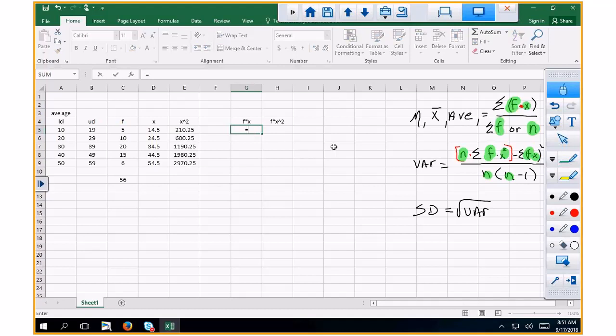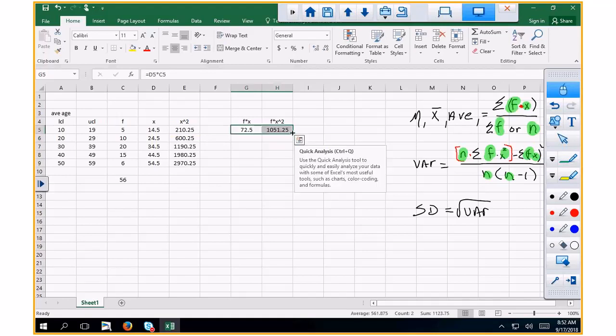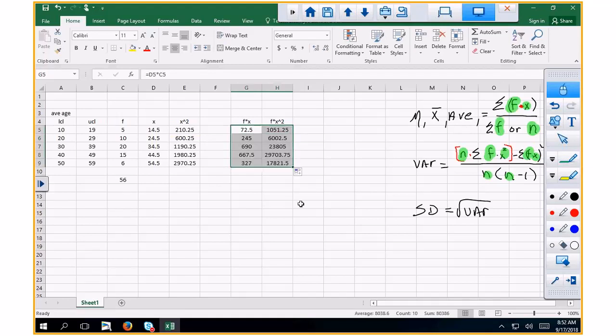So this equals this raised times this, and this equals this times this. And what do you do after you do that?